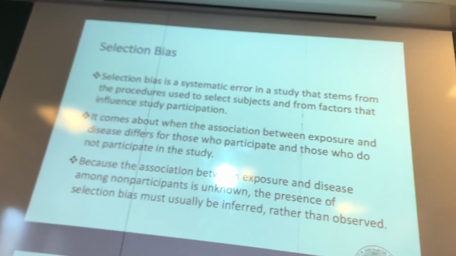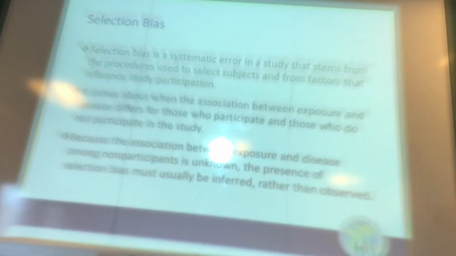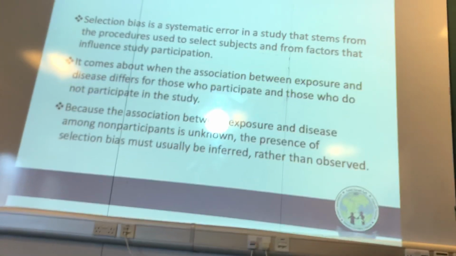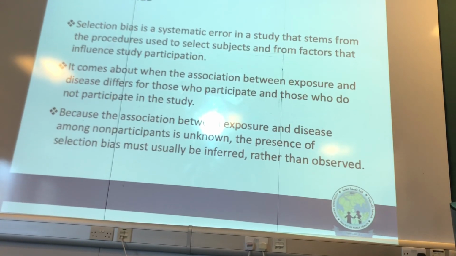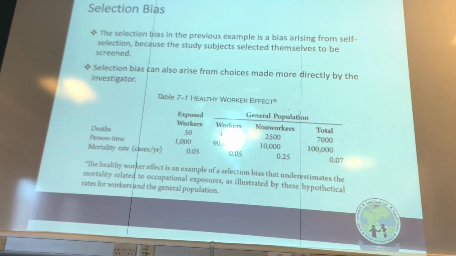Okay. However, I always like to say, in the data I have, this is what it says. It could be applicable, it could be not. It's very important to acknowledge that there is a problem here, which is basically selection bias. Should we say it with selection bias? And then here, selection bias could arise from self-selection, because the study subjects selected themselves to be screened.